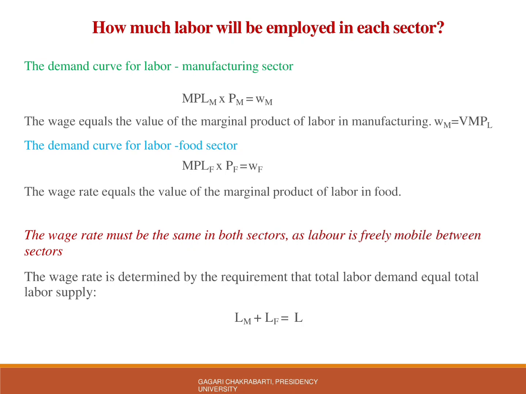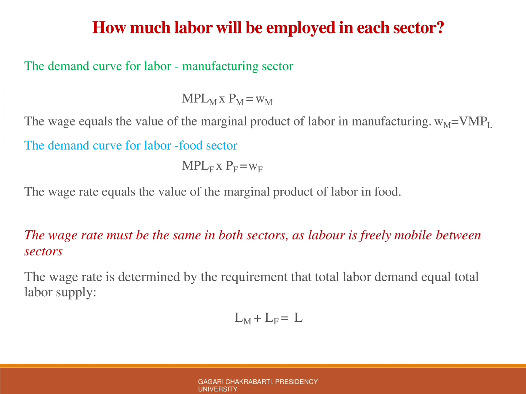Well, so now we have derived the PPF, but how to find out the equilibrium point for the country? That is exactly how much of labor will be used in the food sector, how much of labor will be used in the manufacturing sector, and exactly where the country will be producing. So for that, we now move on to the analysis of how much labor will be employed in each sector.